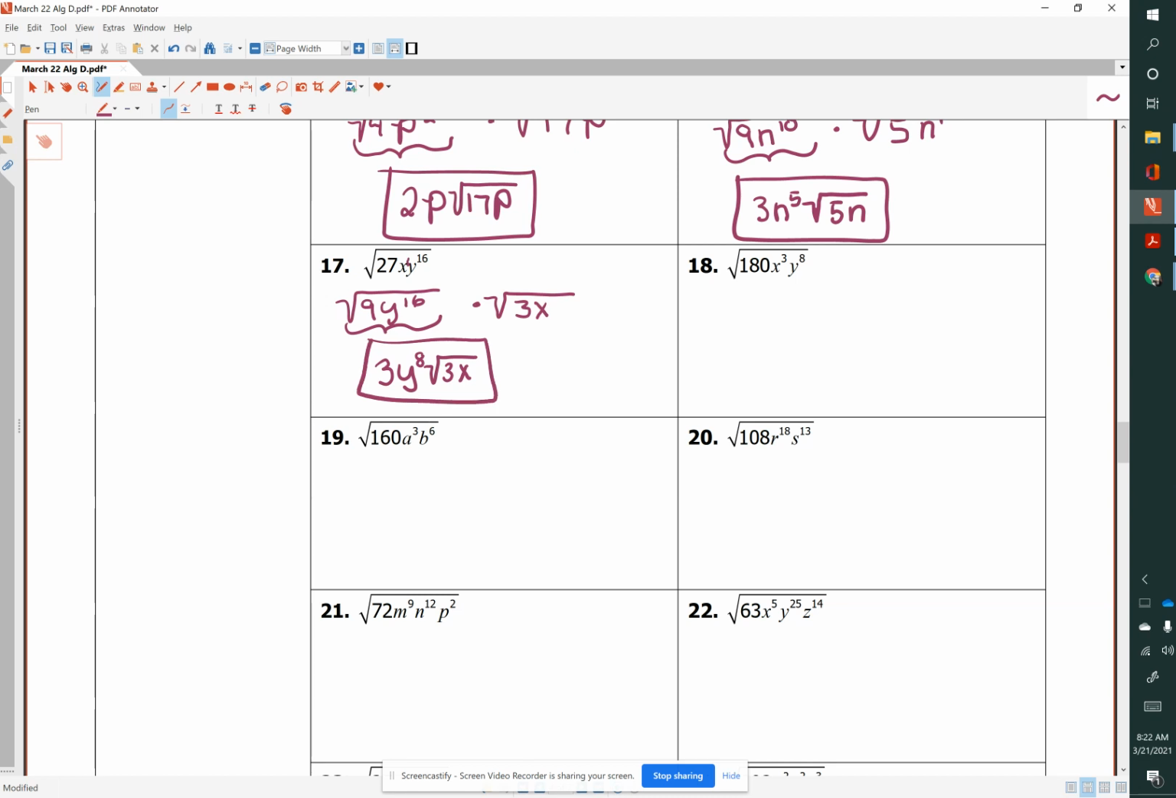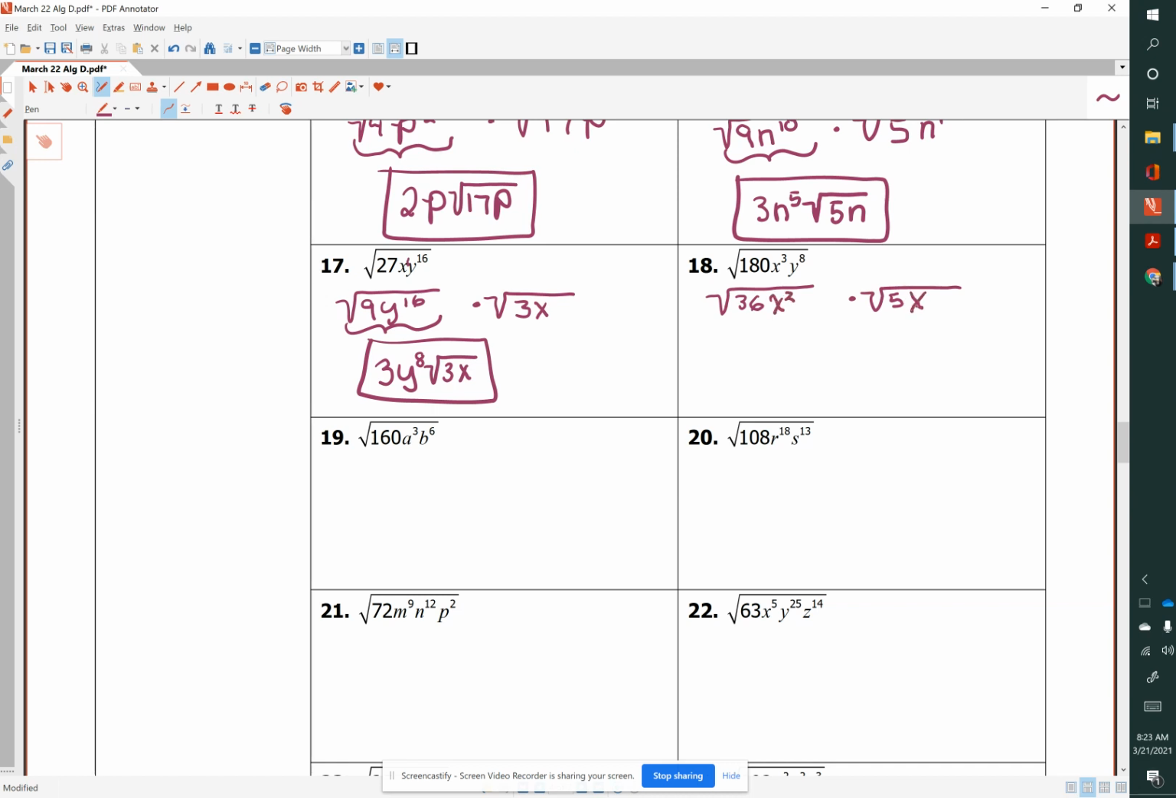Number 18 can be thought of as 36 times 5. And 36 is the largest perfect square in 180. If you're not very strong with some of these numbers, you can use a calculator to help you, but you should get used to dividing larger numbers. So on the x's, we're going to have to do 3 minus 1 is 2.